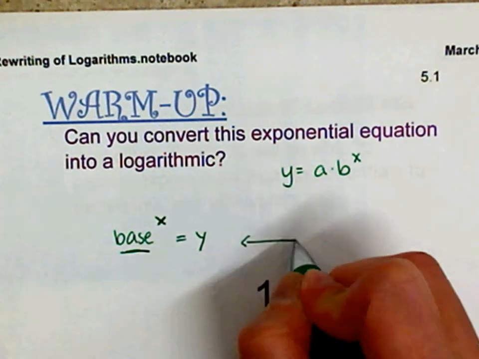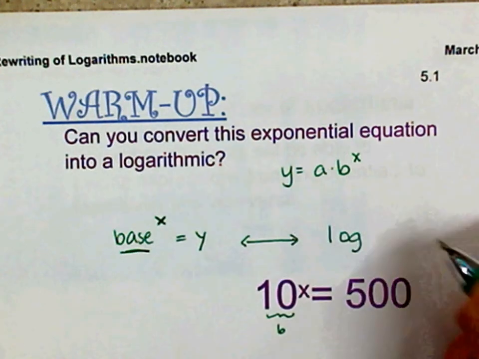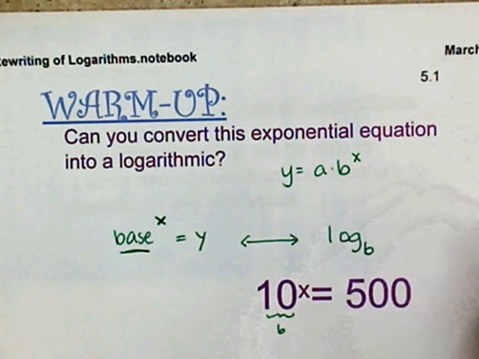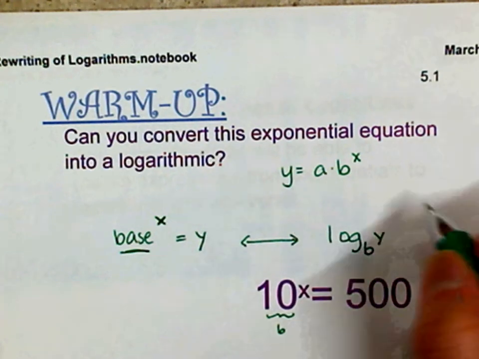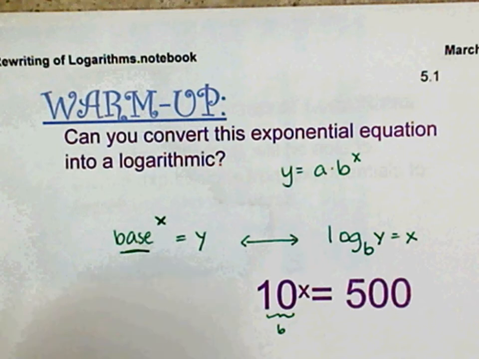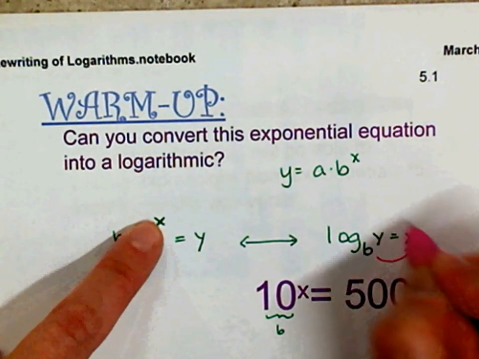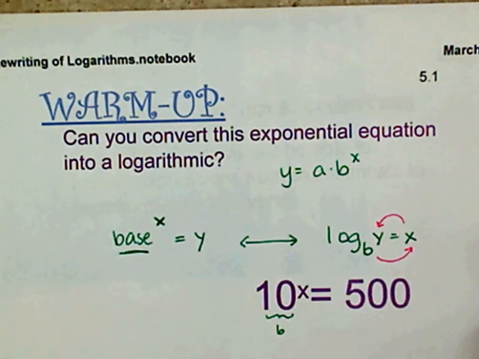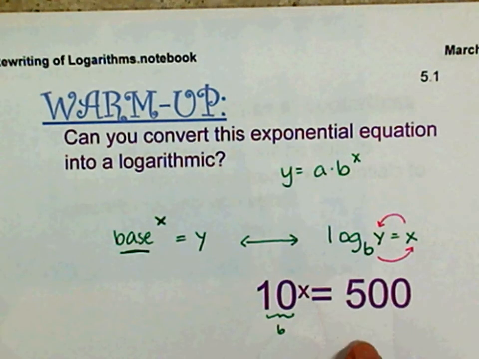Now, to rewrite it in log form, you write the word log. The base goes down here. Right next to it is the y equals your x. And sometimes it helps if you see how it goes. Base to the x is equal to y. It's another way you solve for your exponential. So how would you go about rewriting this?